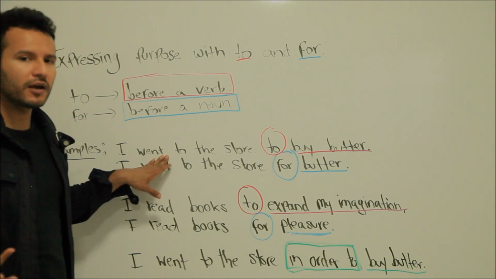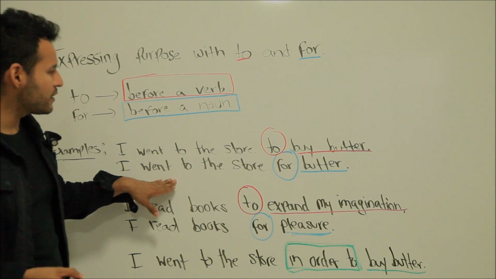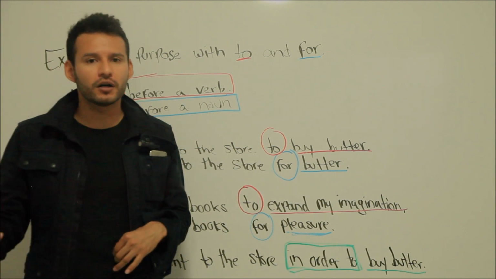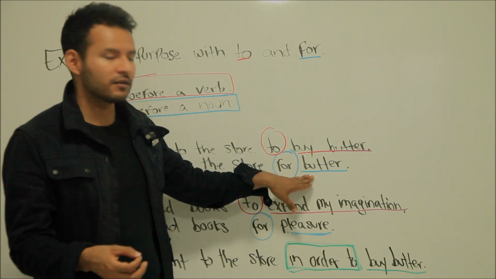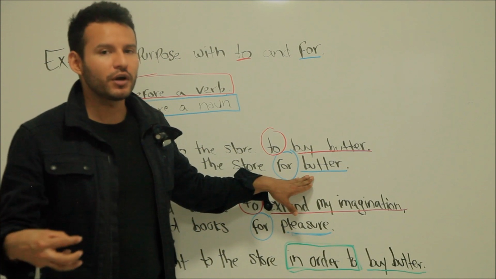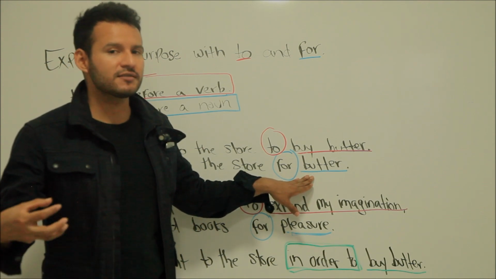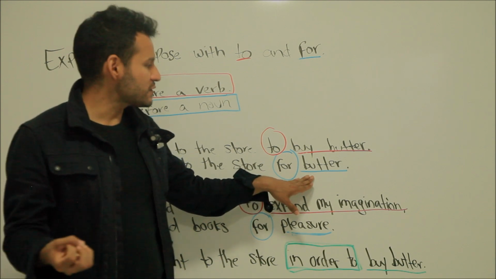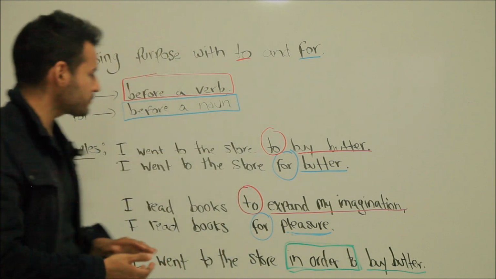Why? To buy butter. However, in the second example, if I say I went to the store for butter, it's more or less the same thing, but I have eliminated the verb and I simply have butter. Butter is a noun, so in this particular case, it's correct to say for butter. I went to the store for butter.